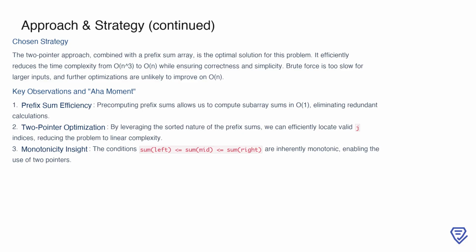The key to its efficiency lies in a few critical observations. First, the prefix sum array allows subarray sums to be calculated in constant time, which eliminates redundant sum computations. Second, the two-pointer technique works seamlessly with the sorted nature of the prefix sums to quickly locate valid indices for the middle subarray, ensuring that we only focus on feasible splits. Finally, the monotonic nature of the sum conditions ensures that as we move the pointers, the constraints are naturally preserved. These insights together create an efficient and elegant solution, making this approach the clear choice for tackling the problem.